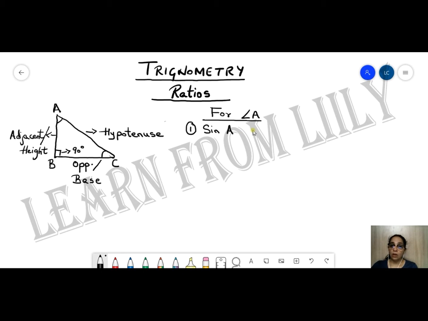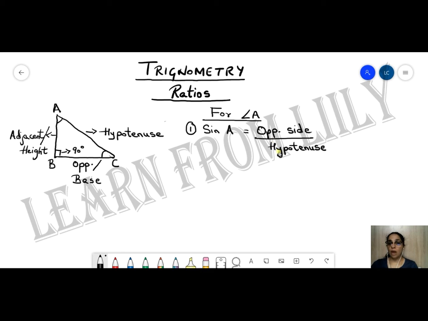Now the formula for sine A, or the ratio rather for sine A, is opposite side upon hypotenuse. So for any angle, the sine of that angle, this is the name of the ratio. Okay, actually its spelling is SINE. This is the short form which we are using. So the sine of any angle is opposite side to that angle upon the hypotenuse of your triangle.